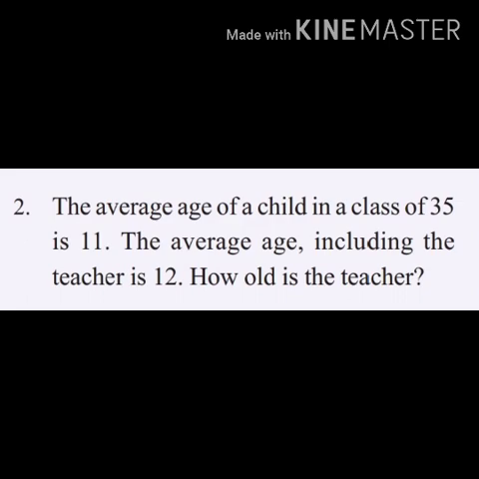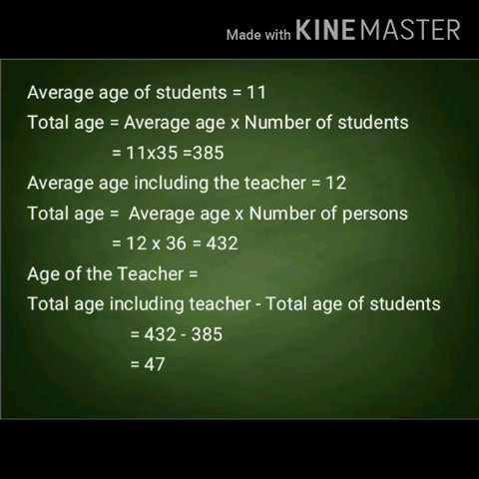The next question is, the average age of a child in a class of 35 is 11. The average age including the teacher is 12. How old is the teacher? That's our question. How can we find it? Just look at this. Here the average age of the students is 11 and there are 35 students.